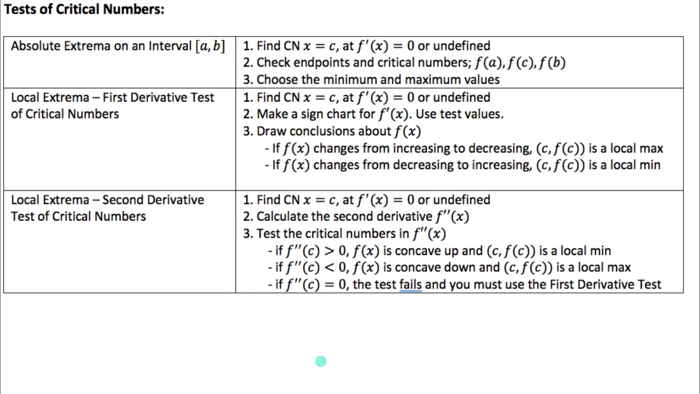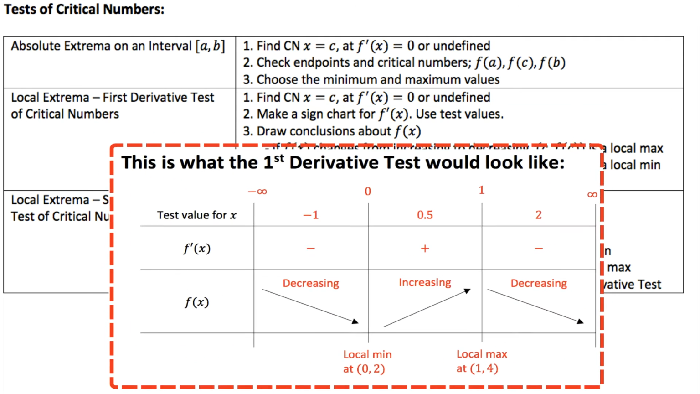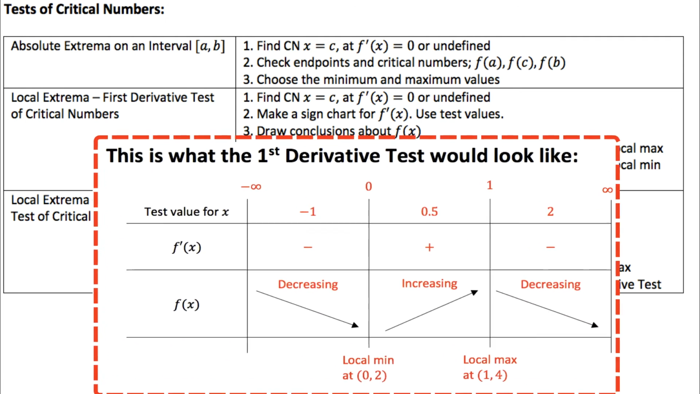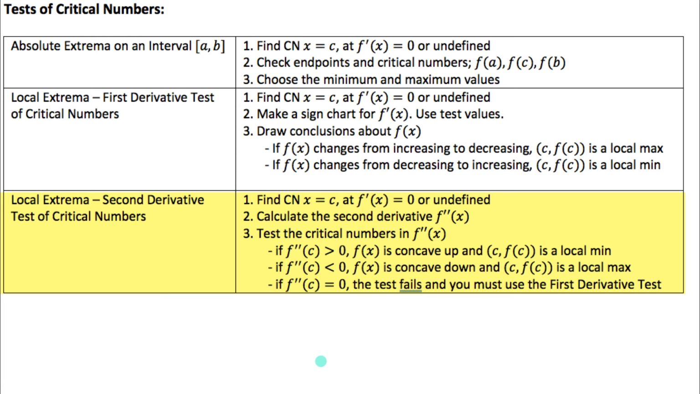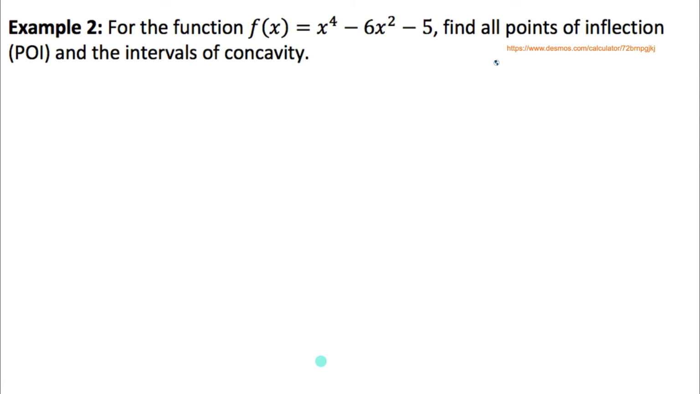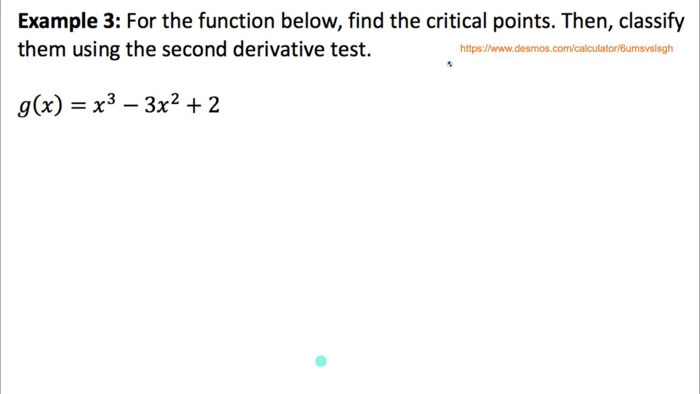Either do the first derivative test, where you test values on either side of the critical number to see if there's a switch between signs of the first derivative. Or we could just take the critical number itself and plug it into the second derivative and see if the original function is concave up or down there. But remember, if the second derivative is 0, that means the test fails and you have to go back and do the first derivative test. So actually, let's skip to example 3. I'll come back and do example 2 in just a second. Let's do example 3 first.